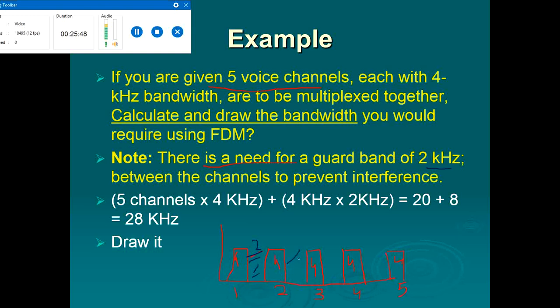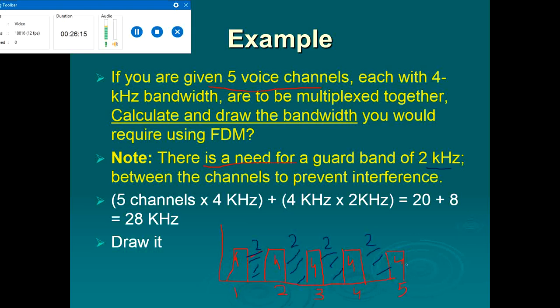In between channel 2 and 3, I must have again a guard band, and the frequency of this guard band is 2 kilohertz. In between channel 3 and 4, I must have a guard band, and the frequency of this guard band is 2 kilohertz. In between channel 4 and 5, I must have a guard band, and the frequency of this guard band is 2 kilohertz.